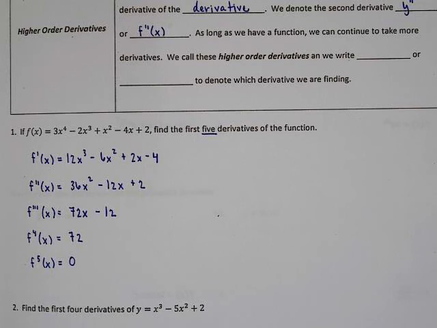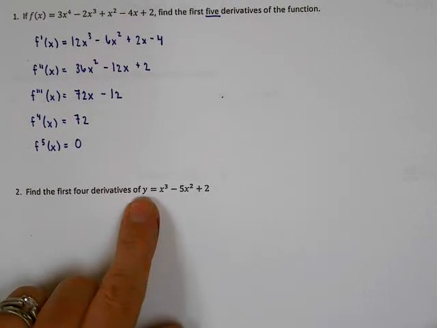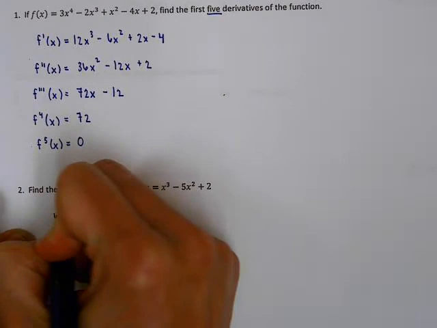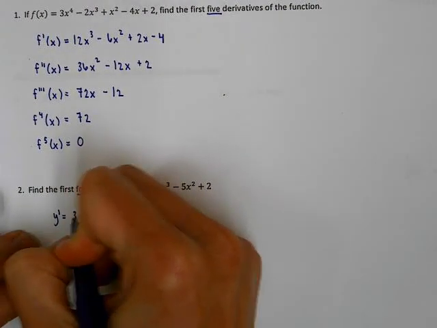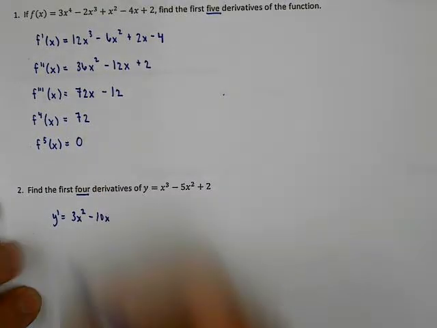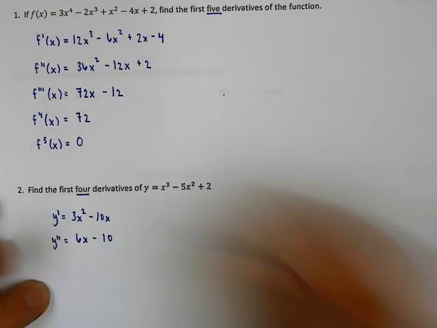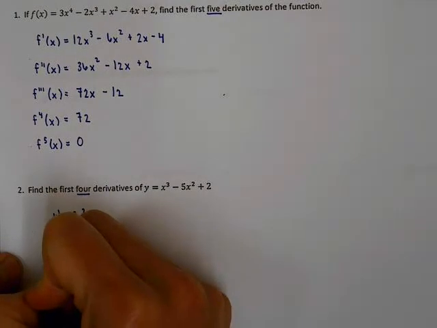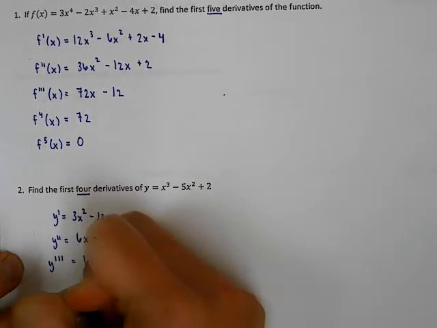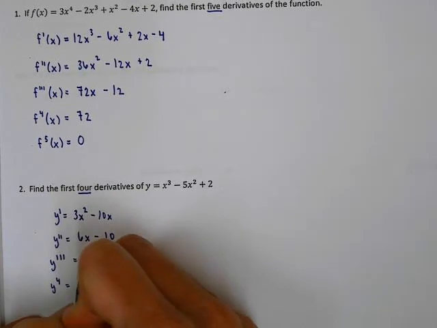Okay, now the second one, it's the exact same idea, just the notation is going to be slightly different. So in this case, my function was called y. We want the first 4 derivatives. So y prime, my first derivative, I've got 3x squared minus 10x. My second derivative is going to be 6x minus 10. And you can see I'm just using those tick marks to denote the derivative. My third derivative is just 6. And then again, I'm just going to use the number 4 now. And that derivative is going to be 0.